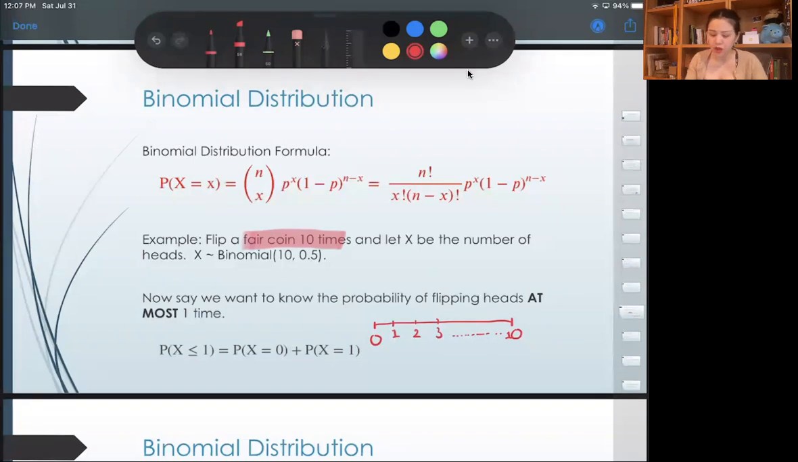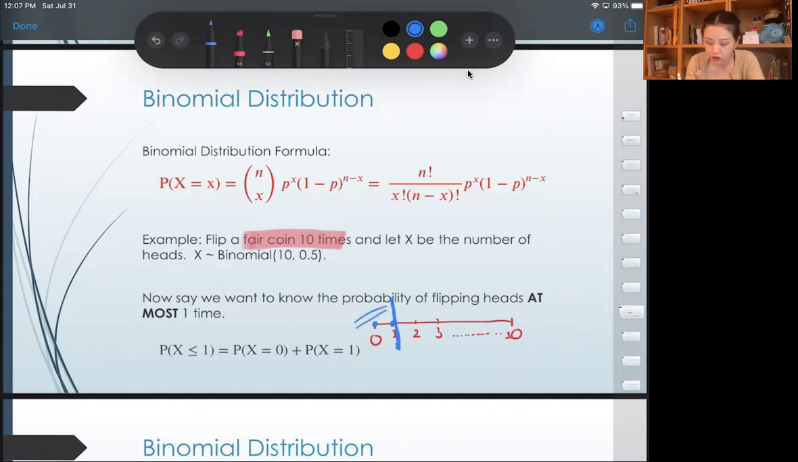Okay, so I want at most 1. What does it mean to be at most 1? It means x is less than or equal to 1. For a discrete random variable, you're going to choose either x equals 1 or x equals 0, because it's at most 1. The cutoff is right here.